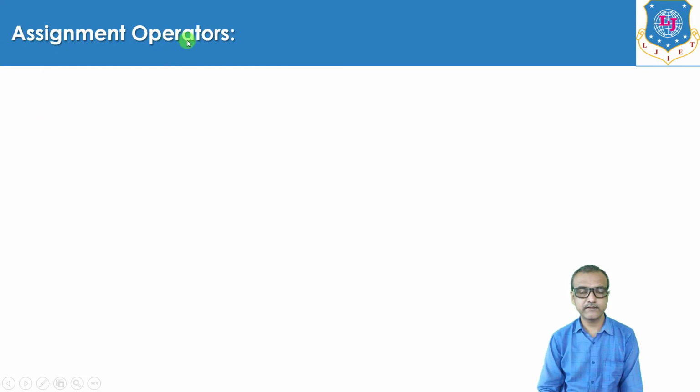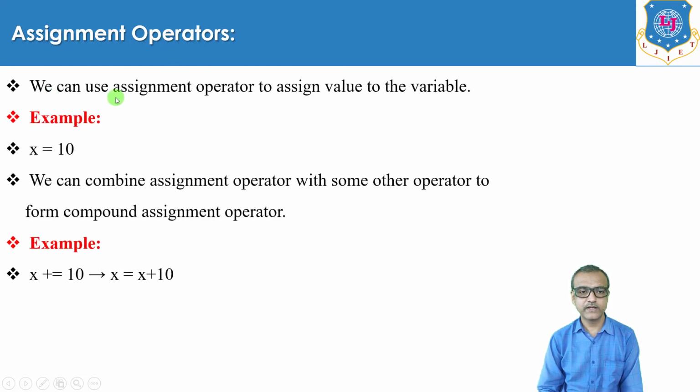Now we will see assignment operators. We can use an assignment operator to assign a value to a variable. Equal to is an assignment operator. For example, x equals 10. Here we have assigned the value 10 to the variable x. We can combine assignment operators with some other operator to form a compound assignment operator. How? I will make you understand with the help of an example. See, x plus equals 10. What is the meaning of this compound assignment operator? That is x equals x plus 10.